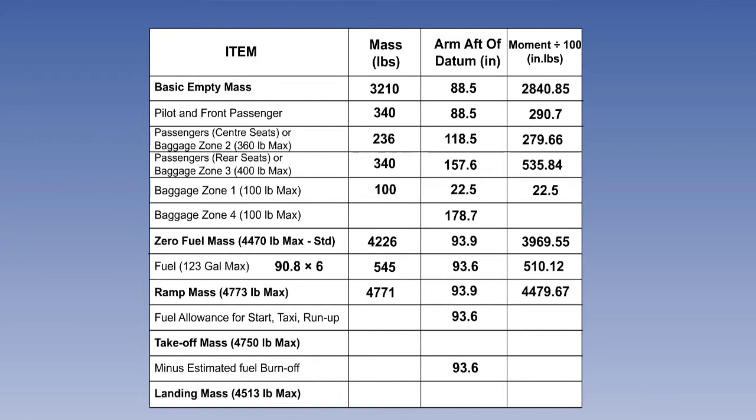Totalling the mass and moment columns now will give the ramp mass and moment, and dividing the moment by the mass will give the ramp mass arm. The fuel allowance for start, taxi and run-up is a standard value from the CAP. The takeoff mass and moment is calculated by subtracting the start, taxi and run-up allowance from the ramp mass.